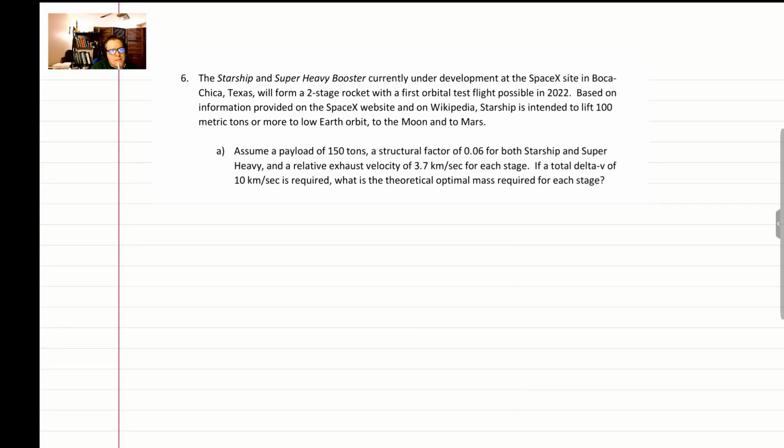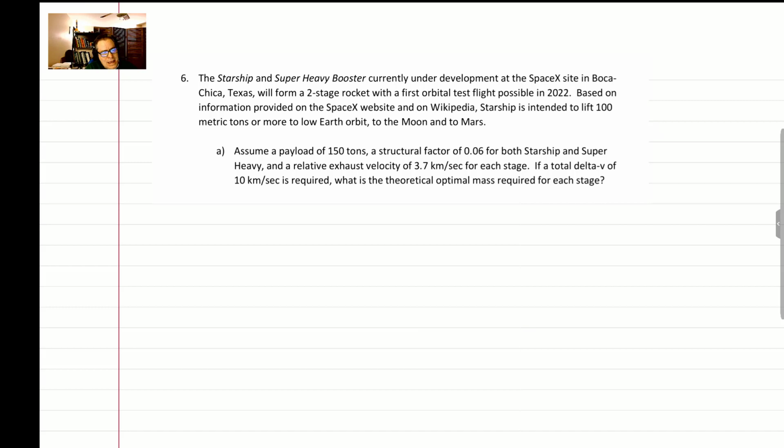The Starship and Super Heavy booster, which together also makes a two-stage rocket that's currently under development at the SpaceX site in Boca Chica, Texas. It'll be a two-stage rocket with the first orbital test flight possible this year in 2022. Based on information provided at the SpaceX website and on Wikipedia, the Starship is intended to lift 100 metric tons or more to low Earth orbit, to the Moon, and to Mars.